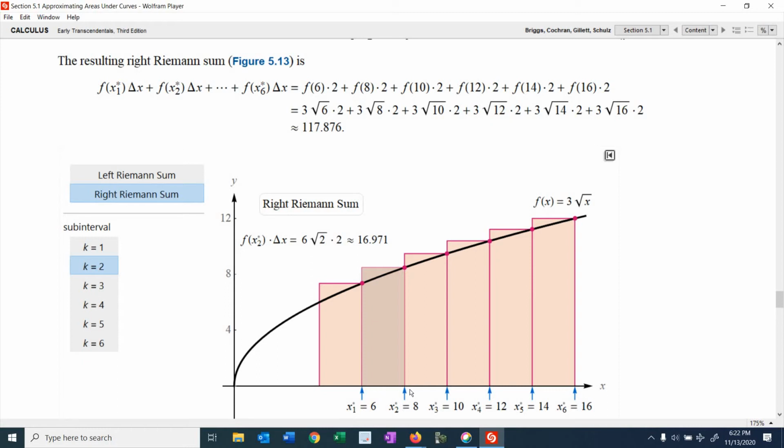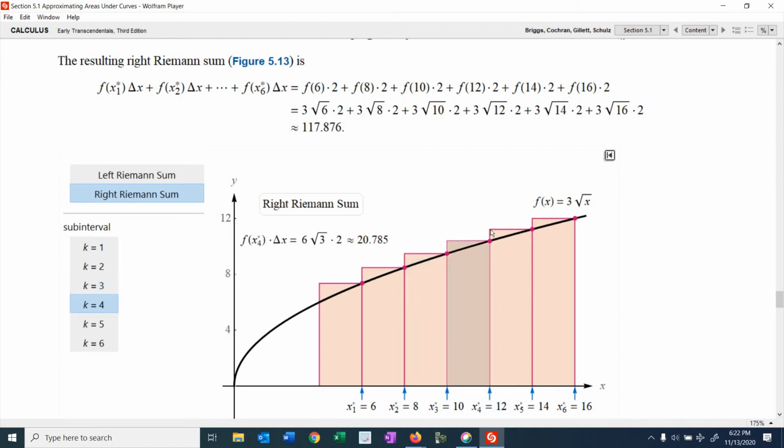Here's the second rectangle. The right endpoint is 8. You plug 8 in, you get the height, multiply that by the width, and that gives you the area of this rectangle. Here, the right endpoint would be 10. You plug 10 in, you get 3 times the square root of 10 for the height, and then times 2, which is the width, and that gives you the area of this one.